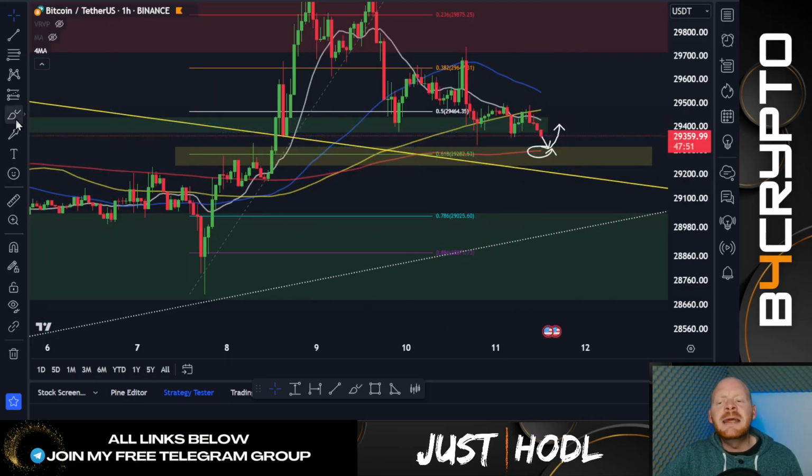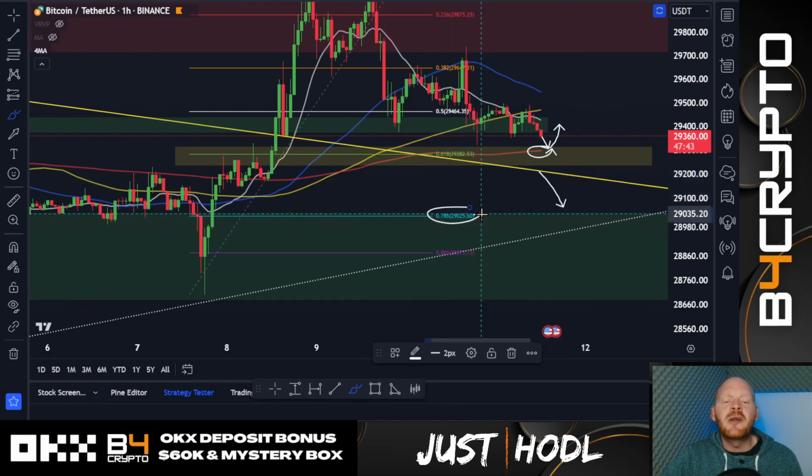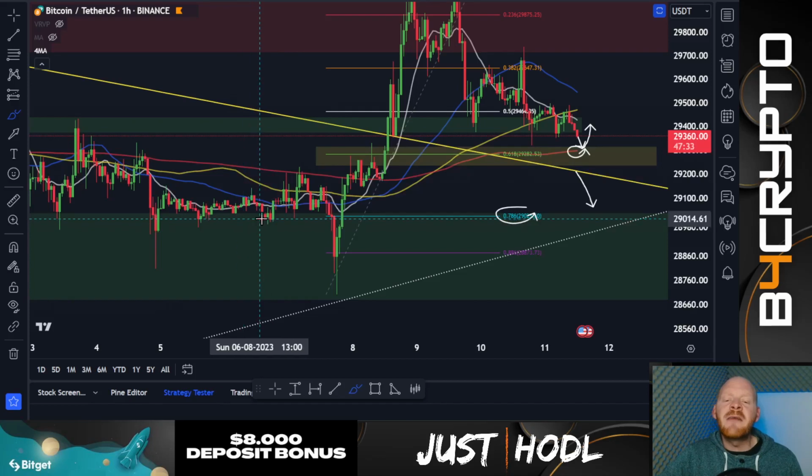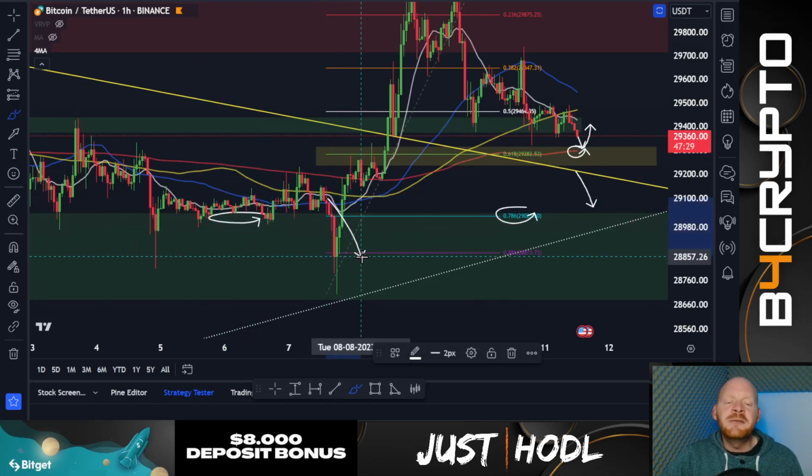But guys, ultimately if we're going to lose the 61.8, we're going to come all the way back down to the levels of $29,000 at the 78.6 Fibonacci retracement level. And this was also the level that we perfectly held when the price movement saw this consolidation, this brief dump towards the downside and this major push towards the upside.